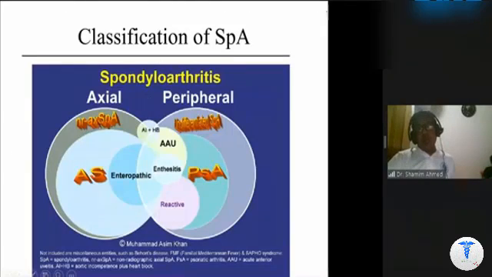Now, how can you classify spondyloarthritis? According to ASAS classification criteria, spondyloarthritis can be classified as axial spondyloarthritis or peripheral spondyloarthritis. Among the axial spondyloarthritis, that is non-radiographic axial SpA and ankylosing spondylitis, and on the other hand, peripheral spondyloarthritis includes undifferentiated spondyloarthritis, psoriatic arthritis, reactive arthritis, but both of these groups have considerable overlap. So it is termed predominantly axial and predominantly peripheral spondyloarthritis.